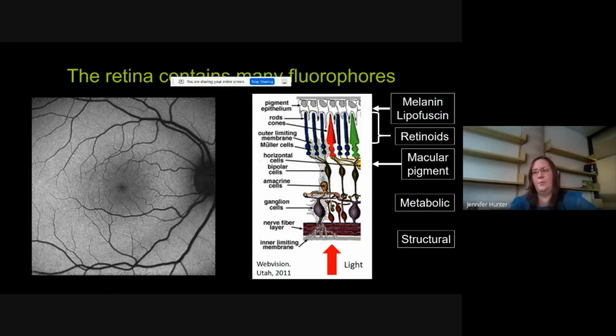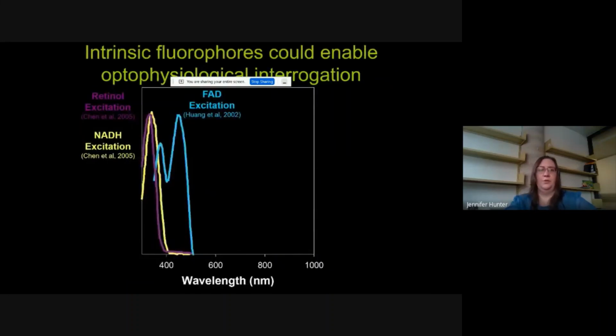So can we tap into some of these or all of these molecules and start to understand how the retina is functioning based on changes in these fluorescent molecules? And so the first target we started to think about was, could we image metabolism and the visual cycle? The visual cycle being the recycling of molecules after the process of absorbing light. So one of the molecules involved in that is retinol.